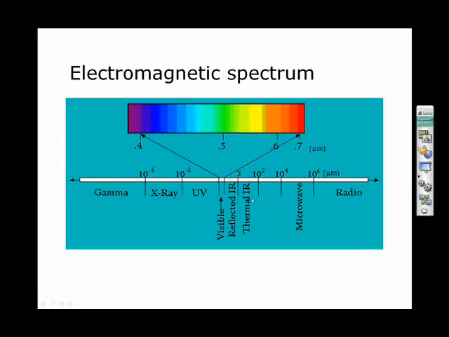But we also have, into the longer wavelengths, the reflected infrared, the thermal infrared, right up to the microwaves. And we will look at all of these wavelengths as means of measuring some kind of property of the Earth, either its atmosphere or the surface.